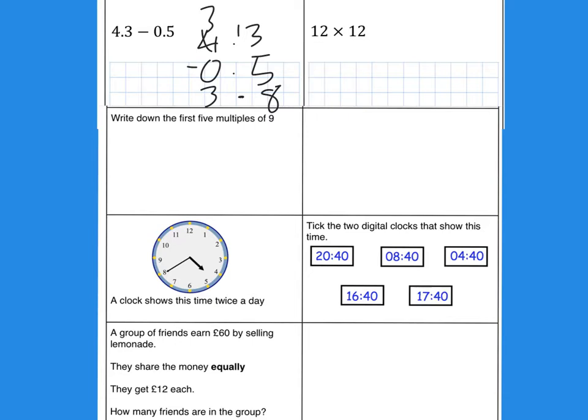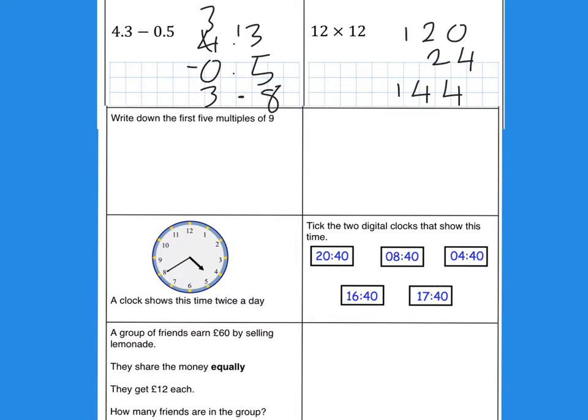Okay, if you don't know your 12 times tables off by heart yet, you may have used a strategy similar to this. 12 times 10 is 120, 12 times 2 is 24, and just combine your answers, 144. That's a good strategy if you're not 100% with some of your tables.